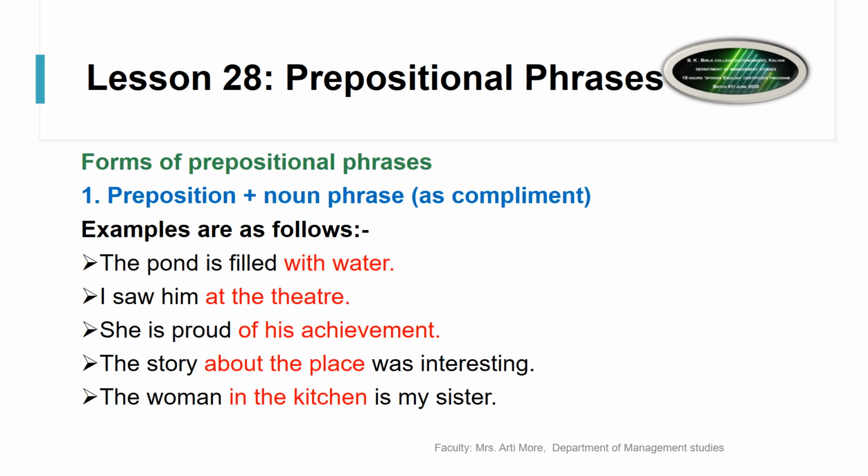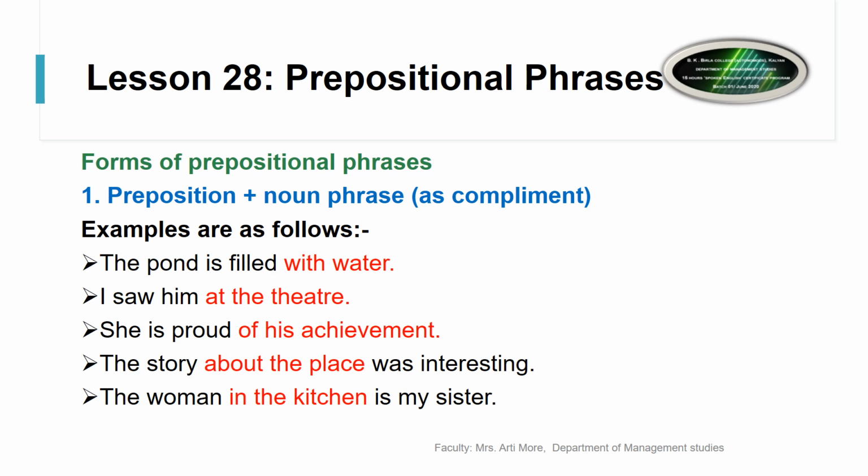Now let's have a look at some forms of prepositional phrases. The first form of prepositional phrase is preposition plus noun phrase. That is, you will find a preposition attached with a noun as a complement. I will explain it with examples. Just have a look one by one at a few examples.